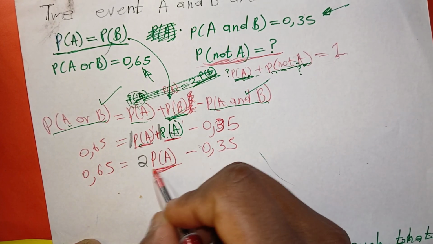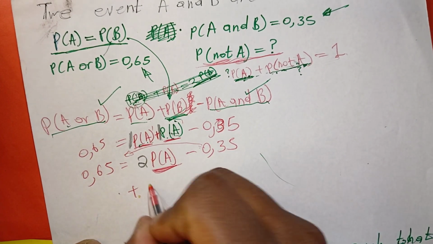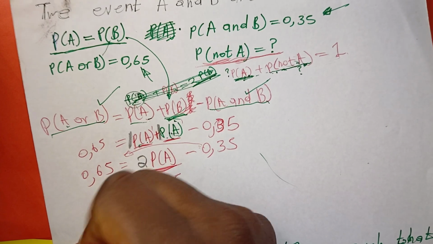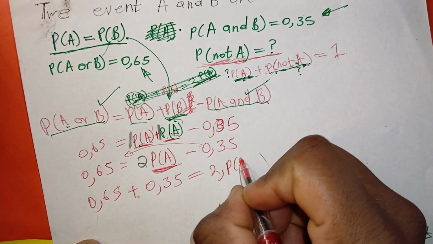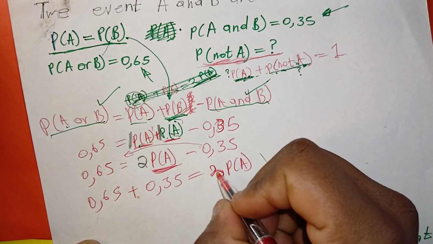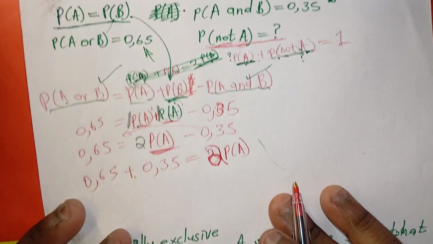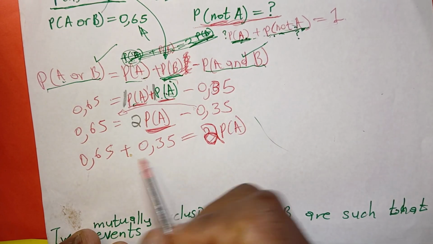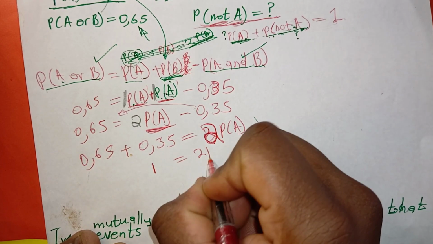To solve this unknown value, take this thing to the other side, it becomes positive 0.3556, here it's 2a. So guys, this one is 2. Yeah, this one is 2. And now this thing, when you combine it, it will give you 1. And here we got 2P(A).